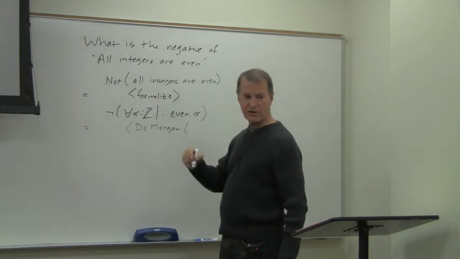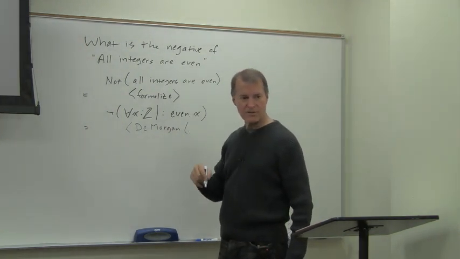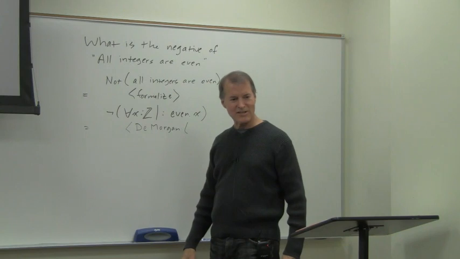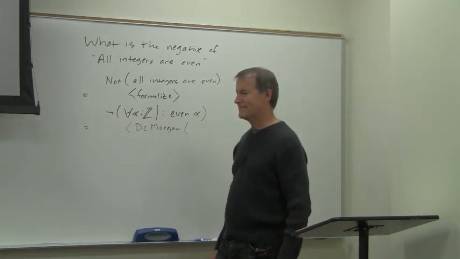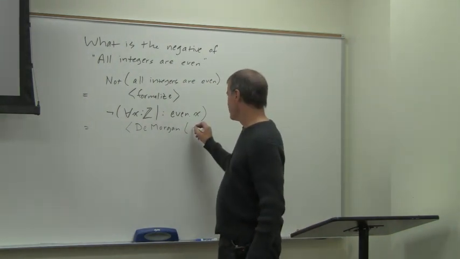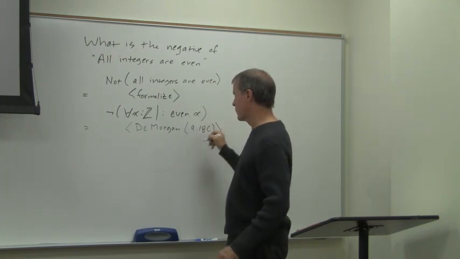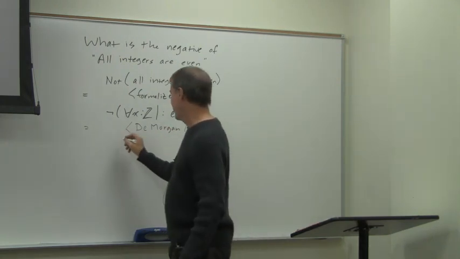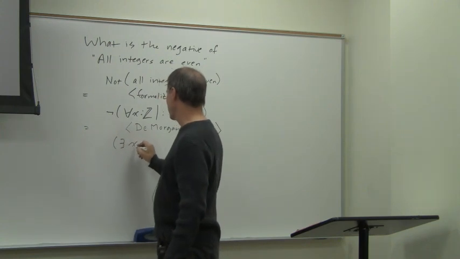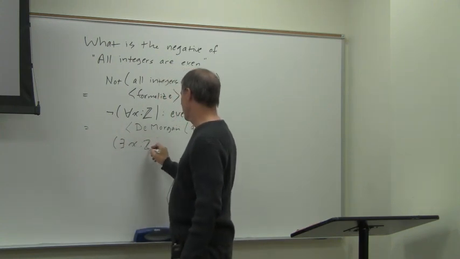Do you have your equation sheet there? Just write 9.18c, something. 9.18c. Good. So then what's that? There exists an x, range true, not even dot x.